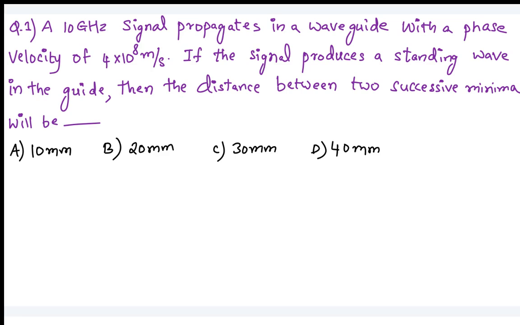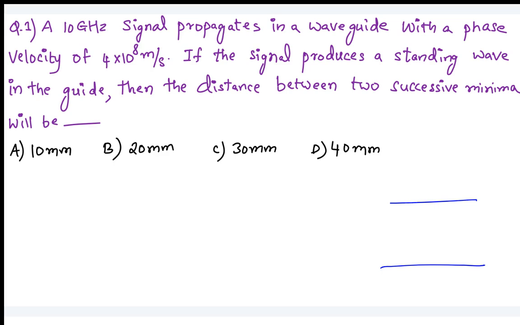Assume this is a waveguide, and if the wave propagates inside it, there is a standing wave. The standing wave exists because whatever wave is traveling in the waveguide possesses some impedance. I will tell you how to find that impedance later. Whenever the wave impedance is not matched to the load you connect, there will be a standing wave.